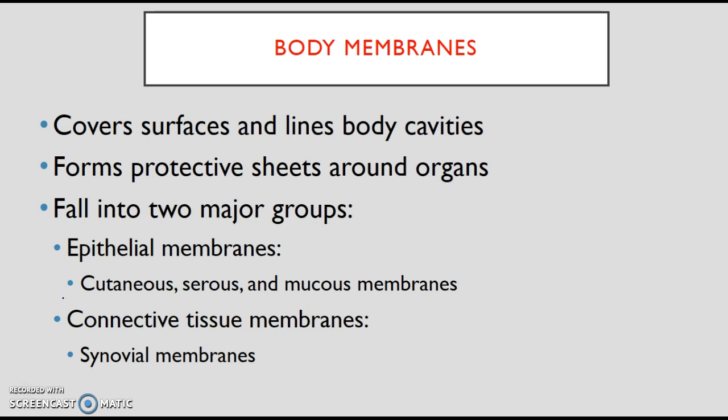As you can imagine, a lot of membranes are going to be made of epithelial tissue, and that's one of our major groups. So our epithelial membranes are what we're going to talk about first, and you have 3 major types that we're going to get into. You also have something called a synovial membrane, which is going to be composed of connective tissue.